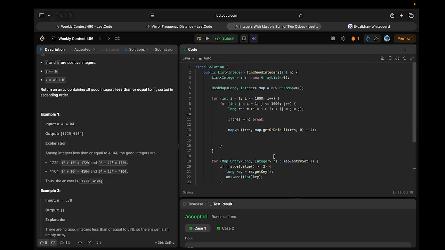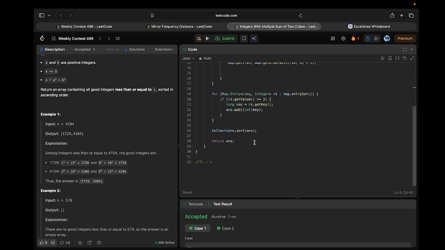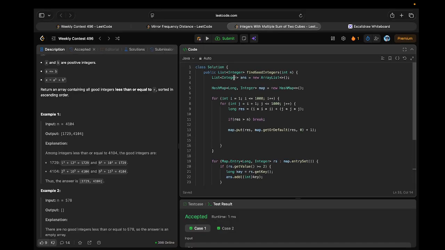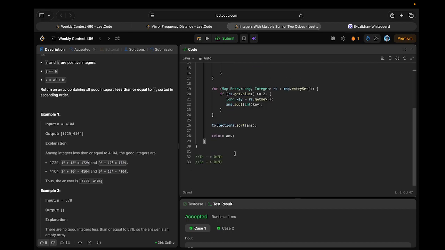Talking about the time complexity, if you see, it is 1000 and 1000 multiplied by 10 to the power 9, so we can call it O of n. And talking about space complexity, it is O of n as well. So this is the time and the space complexity, and we are not considering it. So this is about the second problem.